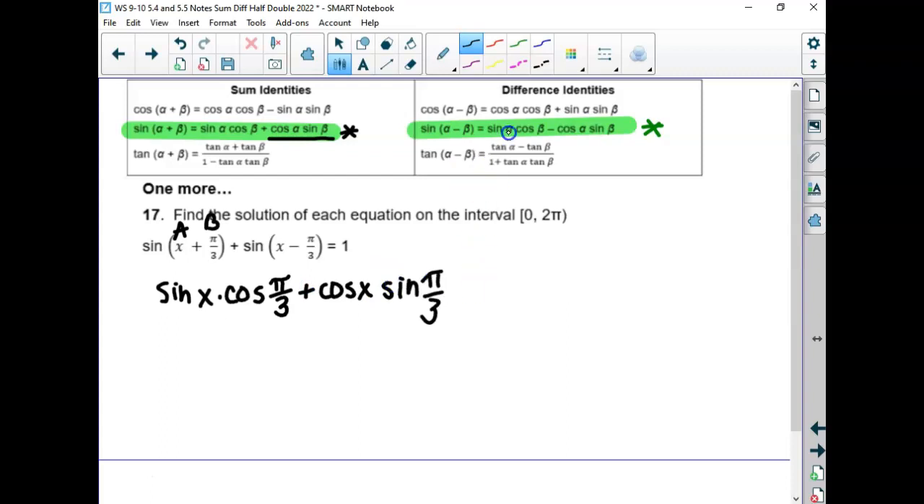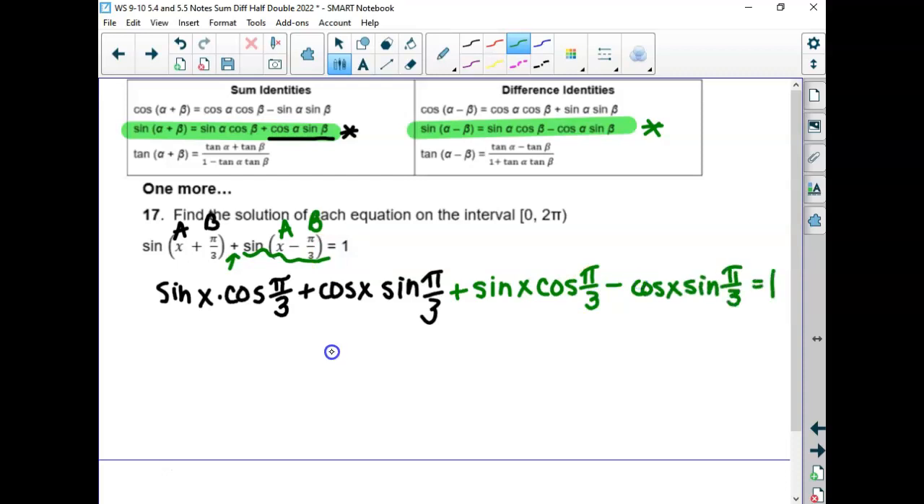Well, that's lovely. Then I'm going to switch, because now I'm supposed to use A minus B. The equation said plus, and then it's sine A cosine B, so sine x cosine pi over 3 minus cosine A sine B, which would be cosine x sine pi over 3 equals 1. Oh, that's a hot mess.